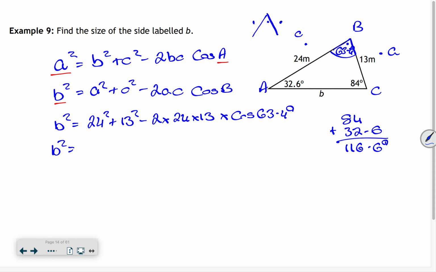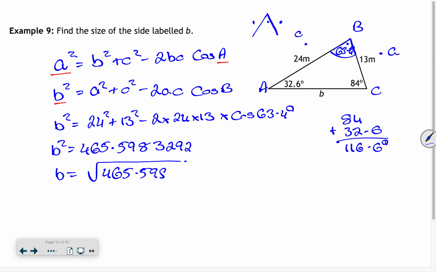So that'll be b squared is equal to 465.5983292. So b is going to be the square root of that. So just square root your answer, and we get 21.58 meters.